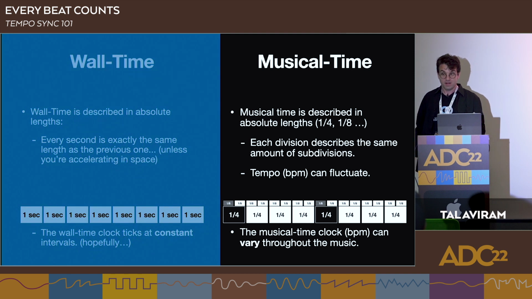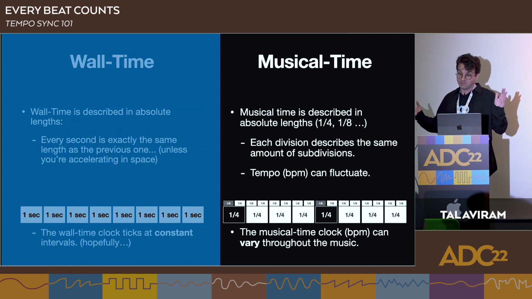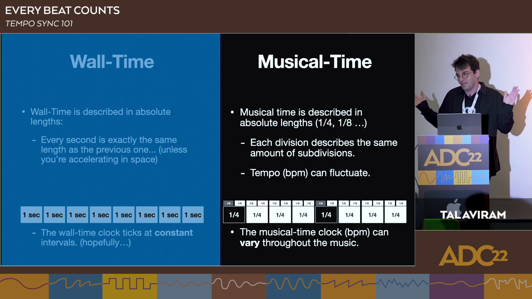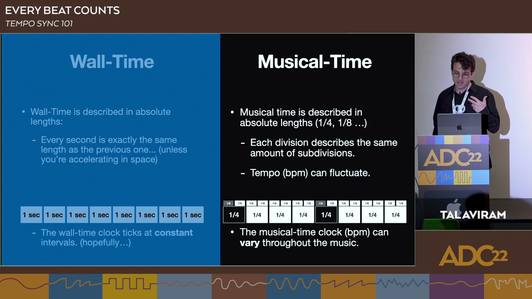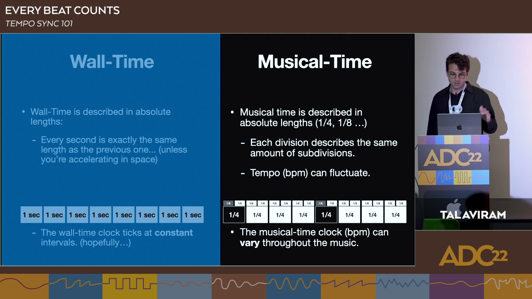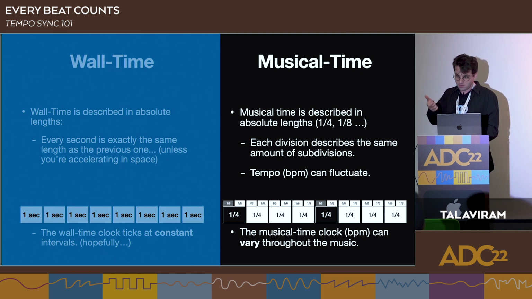Musical time, ironically, is the same. What do we mean by the same? We expect absolute lengths: a quarter is a quarter, an eighth is an eighth. But the additional factor that we get is the BPM, the tempo. Unlike 1 second, which is always 1 second, the tempo can fluctuate or change during the musical piece. Each quarter can be longer or shorter, it can change. An eighth is always the division of that, so it's just the ratio of the quarter.